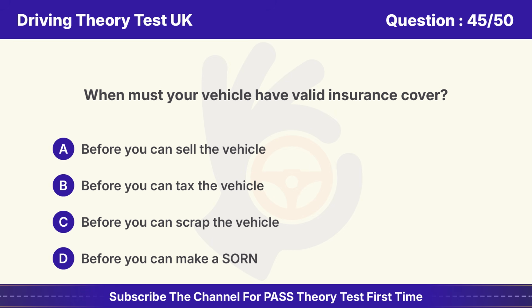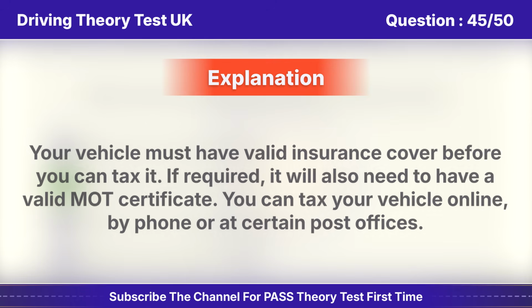Question 45. When must your vehicle have valid insurance cover? Answer is B. Before you can tax the vehicle. Your vehicle must have valid insurance cover before you can tax it. If required, it will also need to have a valid MOT certificate. You can tax your vehicle online, by phone, or at certain post offices.